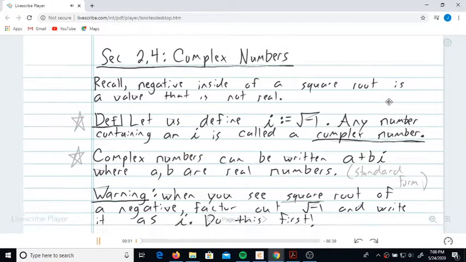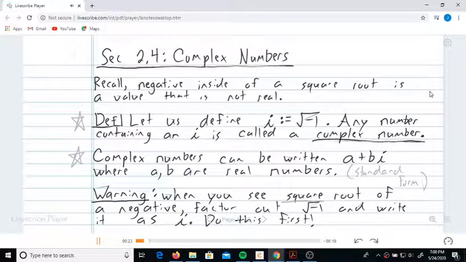Alright, here we have lecture 1.3, which corresponds to section 2.4 from the textbook. This is a short lecture over complex numbers. Turns out complex numbers aren't all that complicated. So recall, anytime you have a negative inside of a square root, that value is not real.